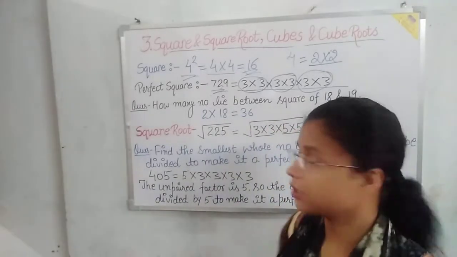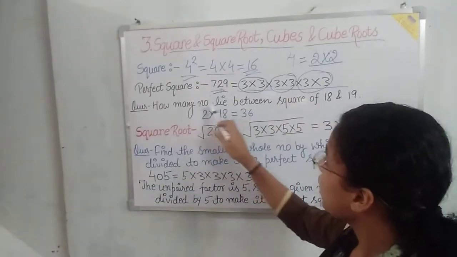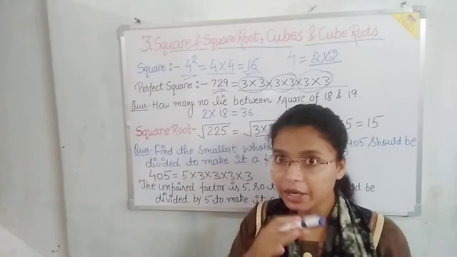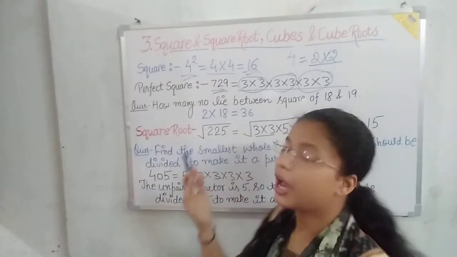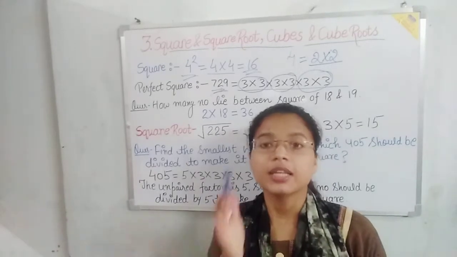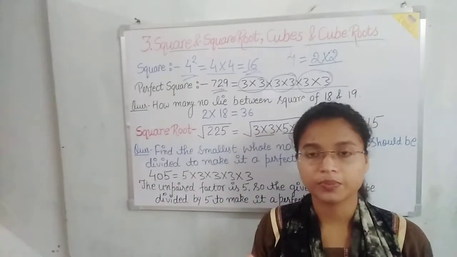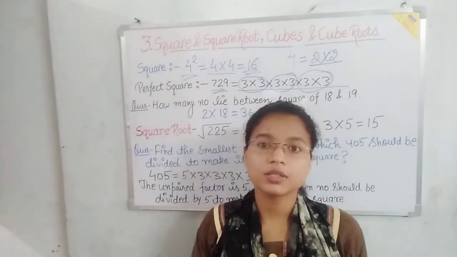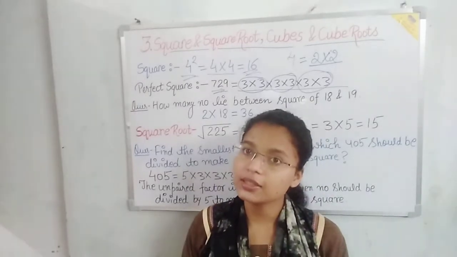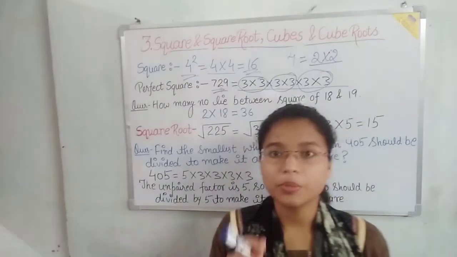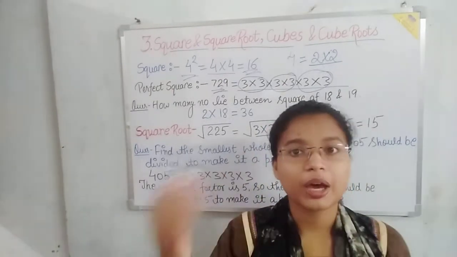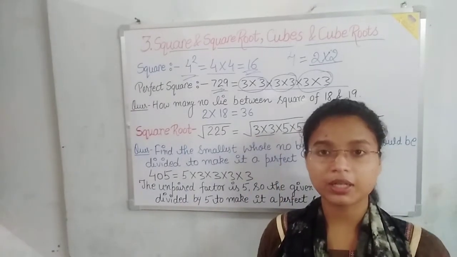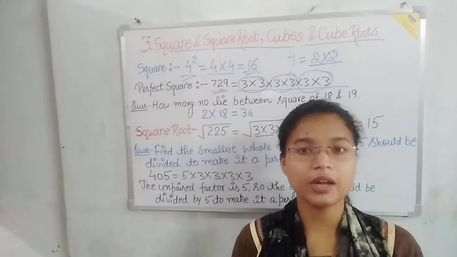Now the next question is given in this chapter. How many numbers lie between the squares of 18 and 19? Remember this, in between the squares of 18 and 19. First of all, check that 18 and 19 are both consecutive numbers. Consecutive number means, what is the consecutive of 1? The consecutive of 1 is 2. So the consecutive of 18 is 19. So both are consecutive numbers. Just do the simple thing, take 18 and multiply it by 2. When you multiply it by 2, you get 36. That means 36 numbers lie in between the squares of 18 and 19.